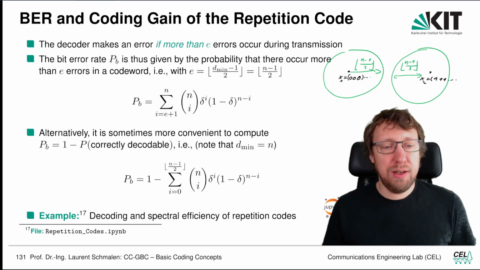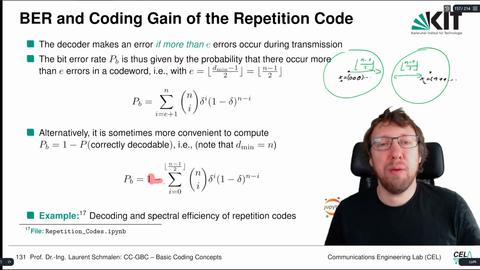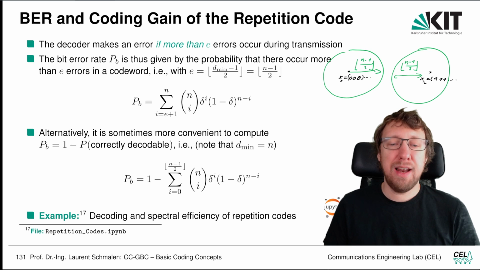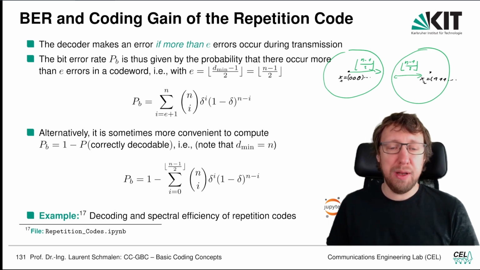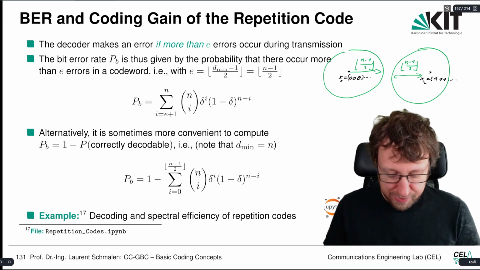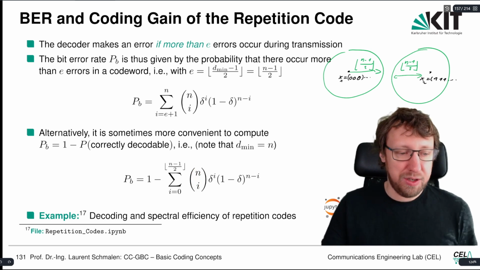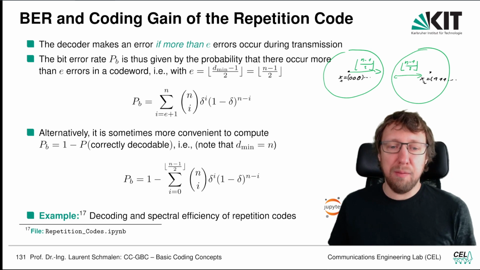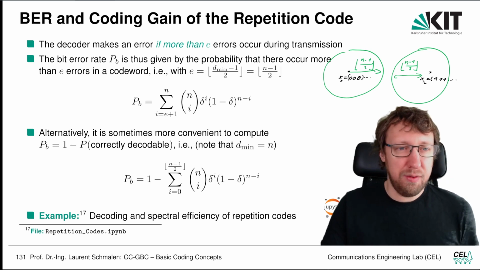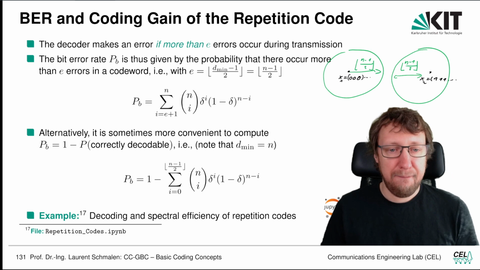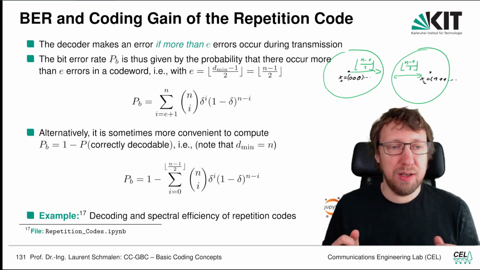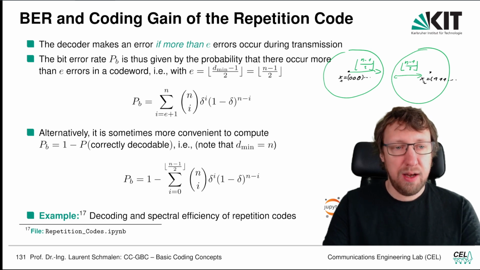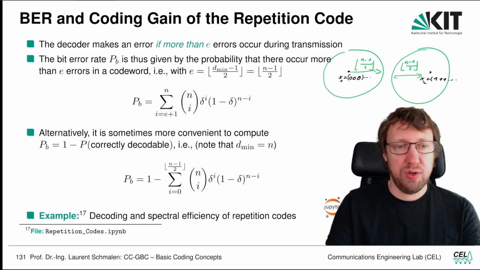We can also alternatively say that this is 1 minus the probability that we make no error, so that we flip less than or equal to that number of bits. And that is given by this expression. So just 1 minus the sum from 0 to (n minus 1) divided by 2, and then we have the same binomial distribution.